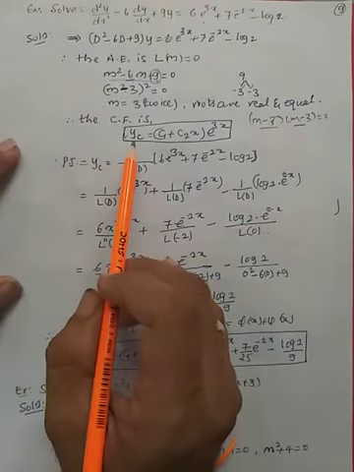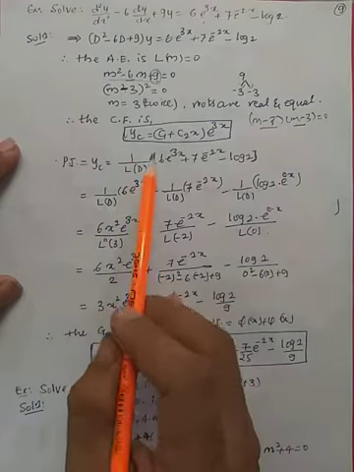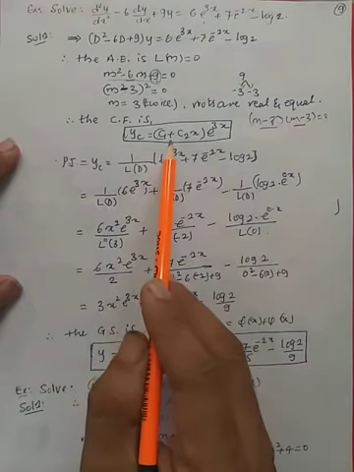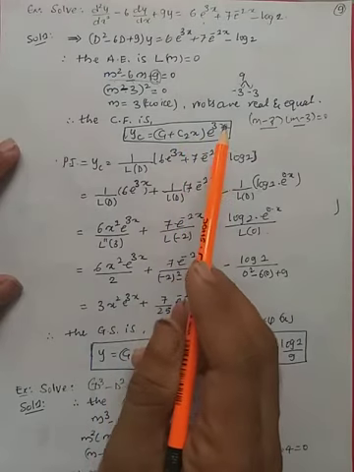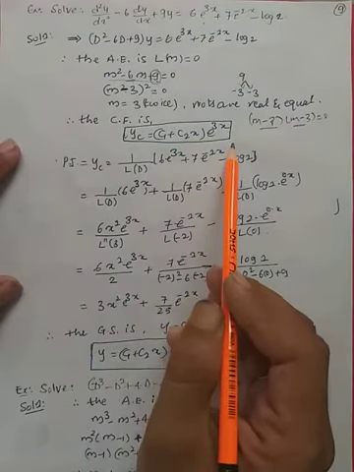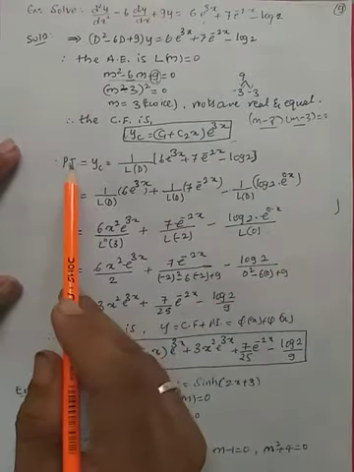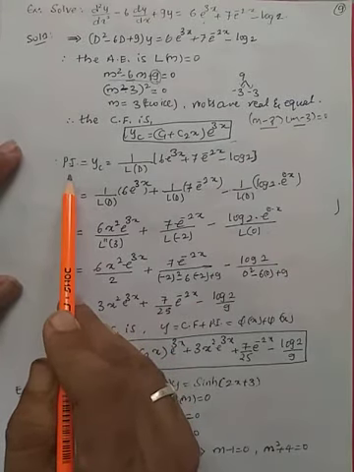Therefore the complementary function is written as yc is equal to (c1 plus c2 x) into e to the power 3x. This is the complementary solution. Now we'll move on to the second part, that is finding the particular integral.